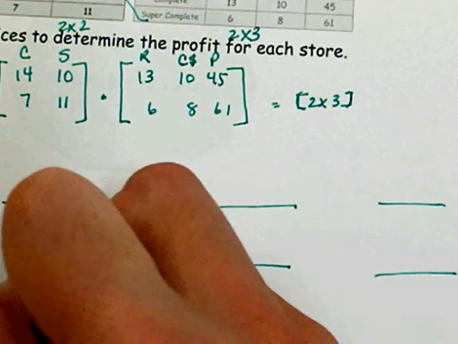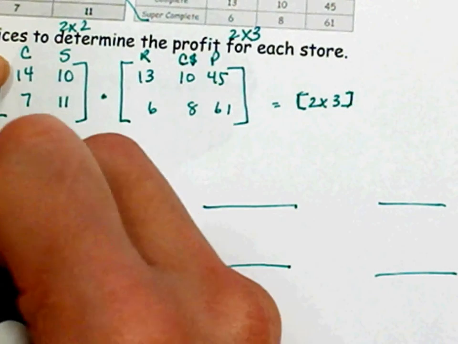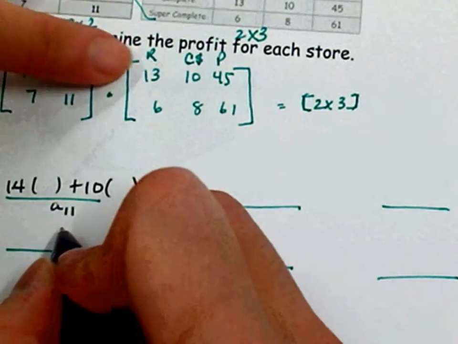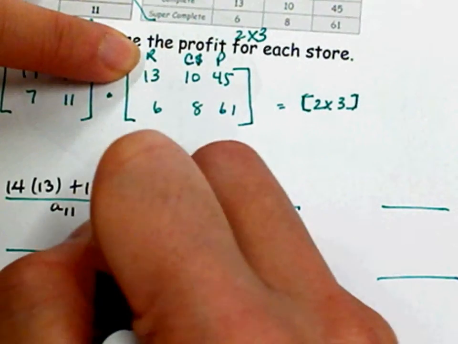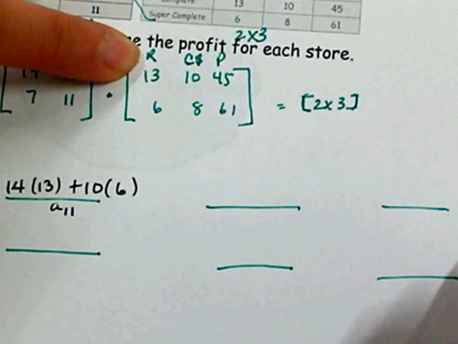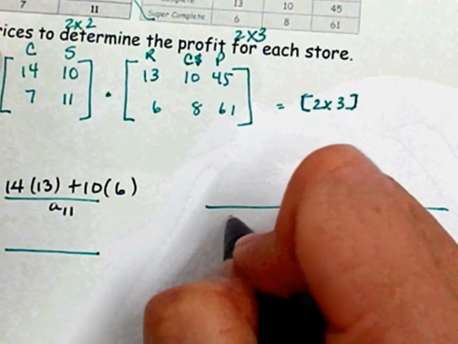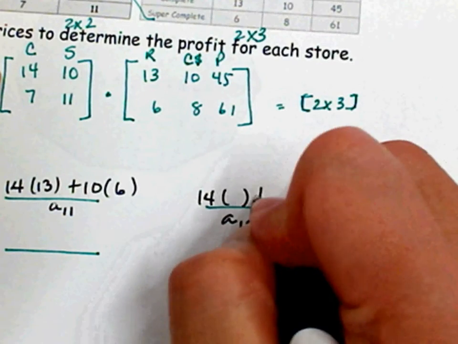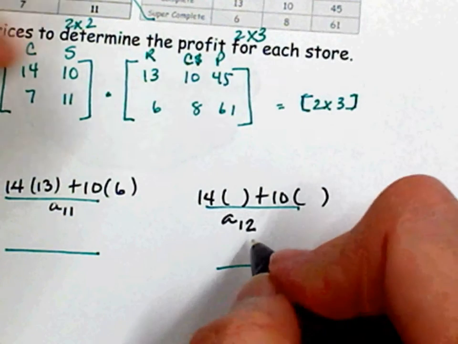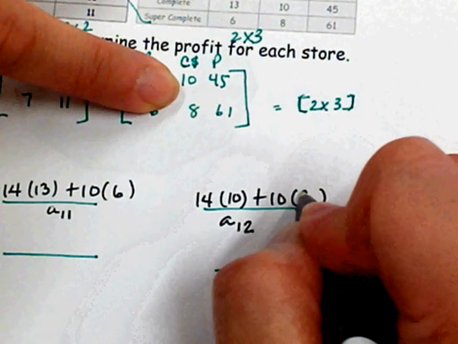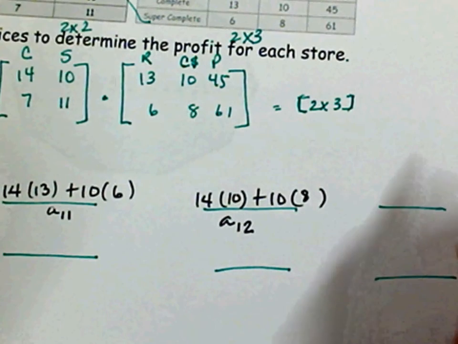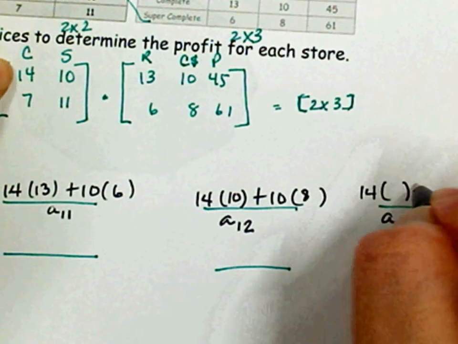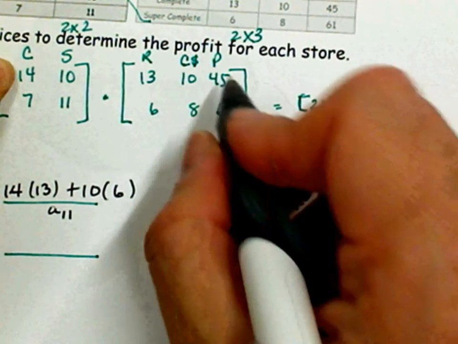First row, first column. So you're going to take your first row, 14 plus 10, times your first column, which is 13 and 6. Okay? First row, second column. 14 plus 10, times the second column, which is 10 and 8. First row, third column. First row is 14 plus 10. Third column is 45 and 61.